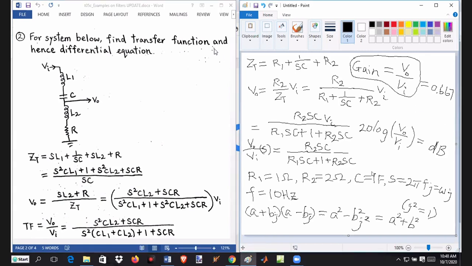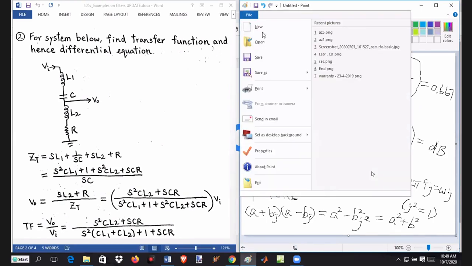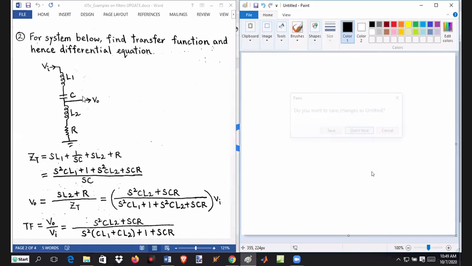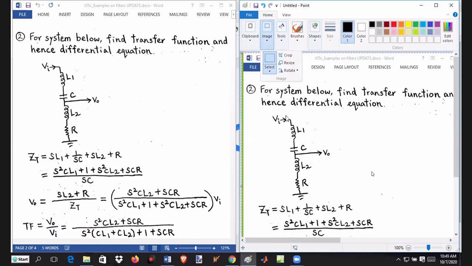I clear the screen. I'm going to do this one. I won't do the whole thing. I just do the basic one, the basic formula come out. I just capture this one. I just run this one. You have to find the differential equation. Copy first.